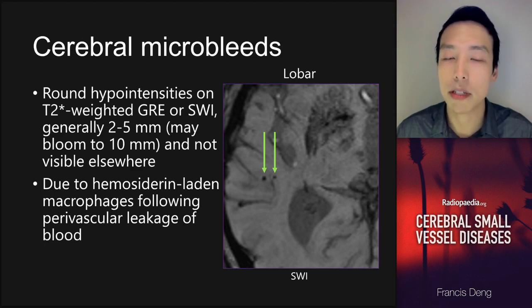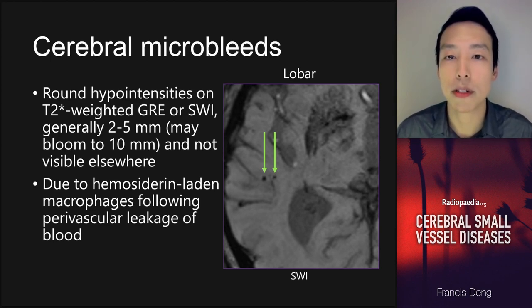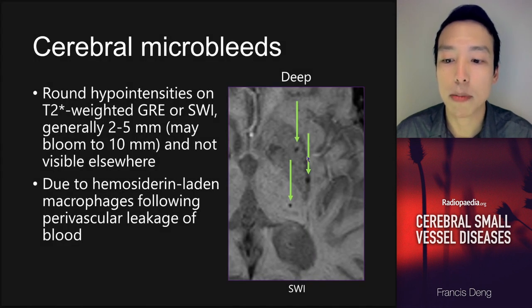On occasion, you can see them, but they're very hard to see on T2 weighted images, for instance. These represent collections of hemosiderin-laden macrophages that have cleaned up a prior bleed, a prior leakage of a small number of red blood cells into the interstitium around these small vessels. These can be lobar in location, meaning at the cortical or subcortical regions, or they can be deep. Here are a few cerebral microbleeds in the putamen and thalamus.